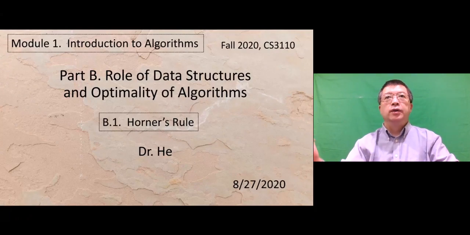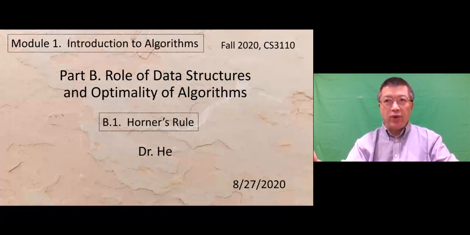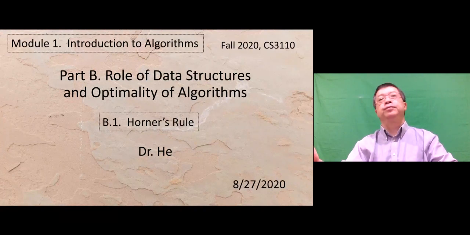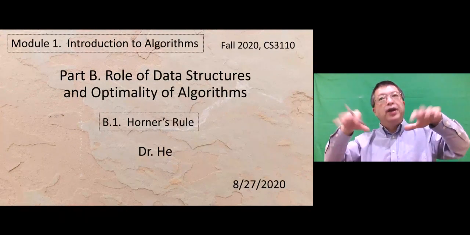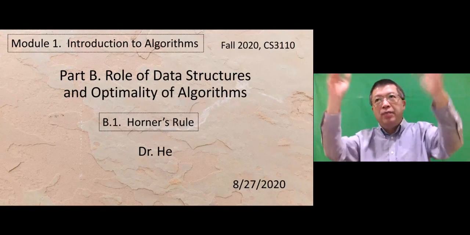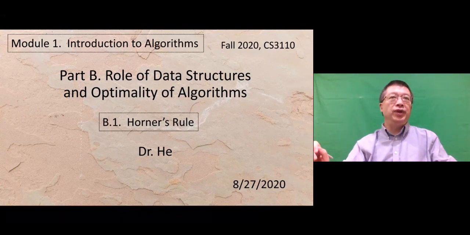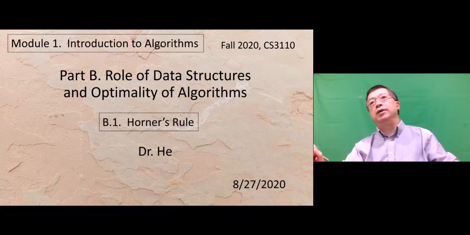Today we start Module 1 Part B, Role of Data Structures and Optimality of Algorithms. Part B.1, Horner's Rule. Last time we tried to find an efficient way to evaluate polynomials. We were halfway there. We didn't complete it because we ran out of time. So now let's continue and complete the remaining part.